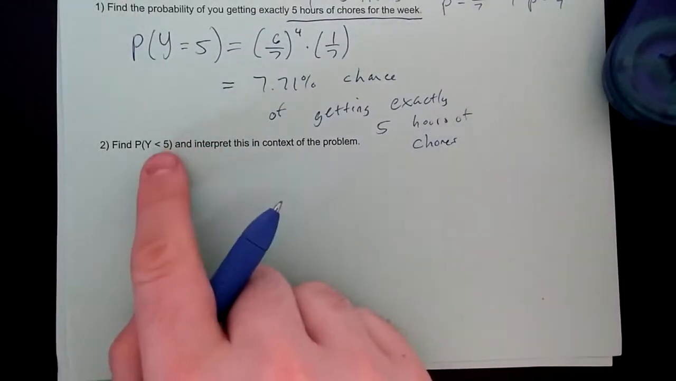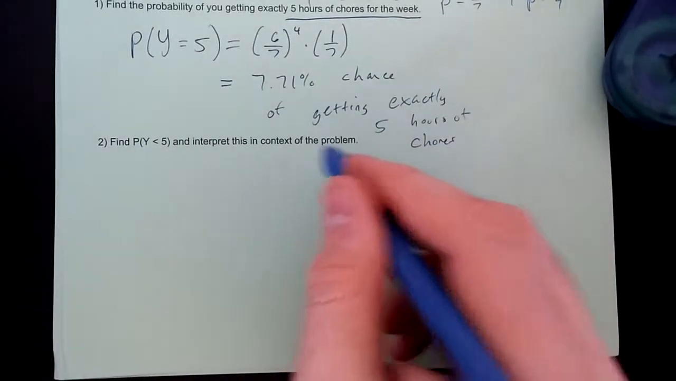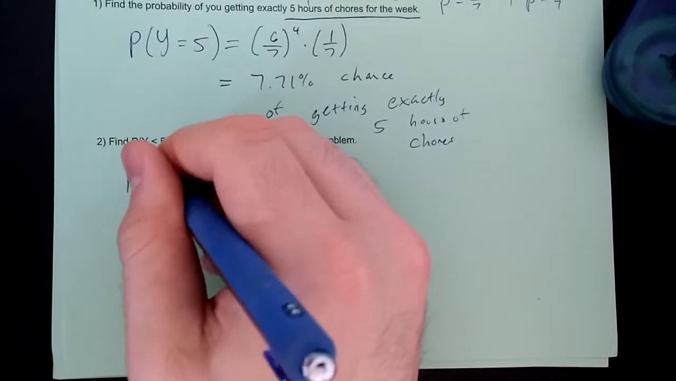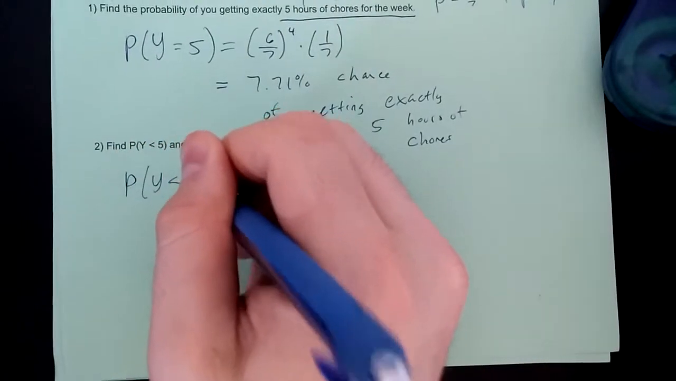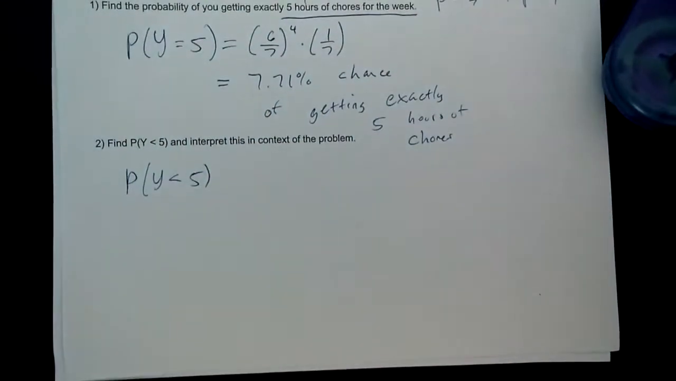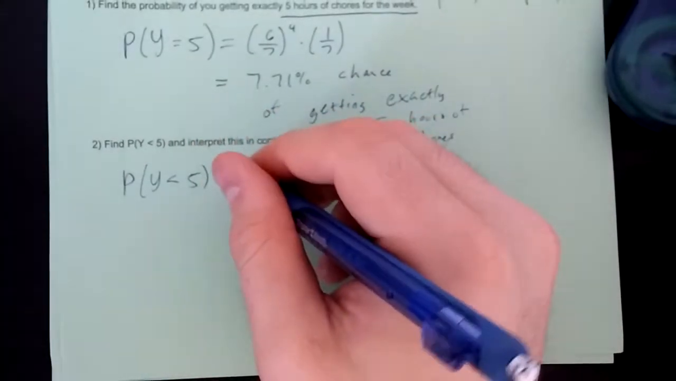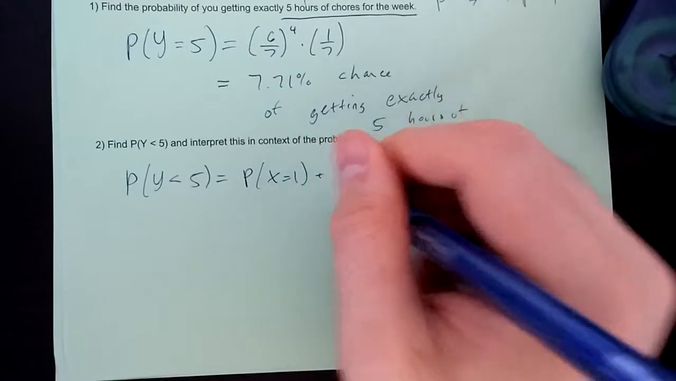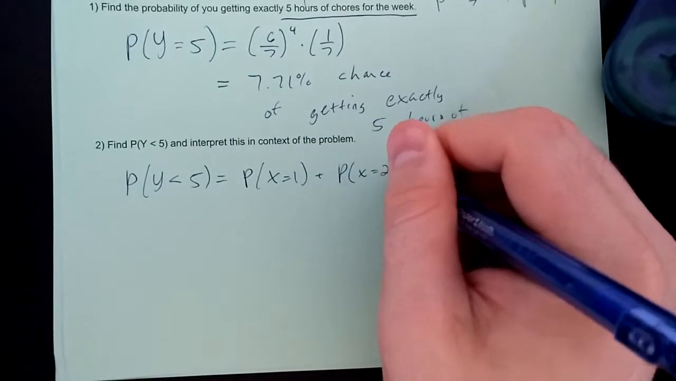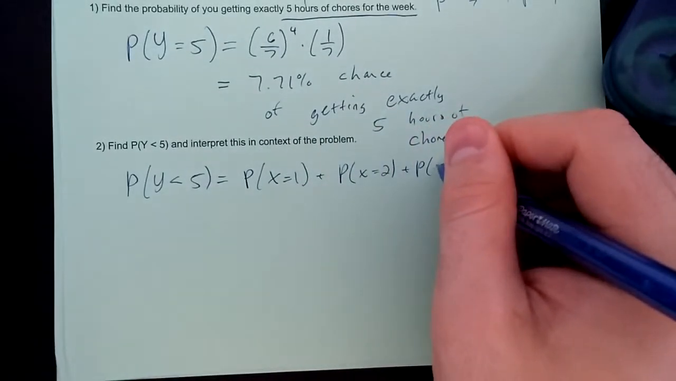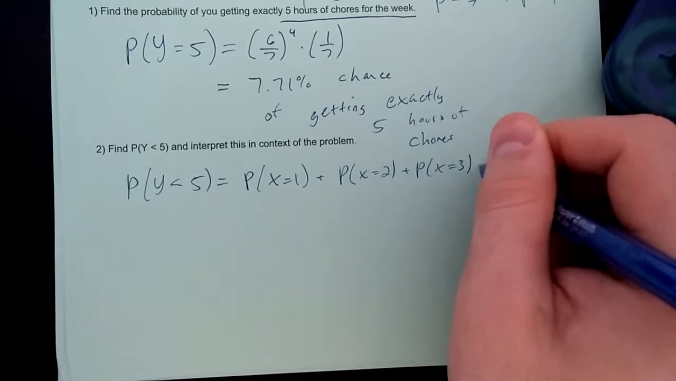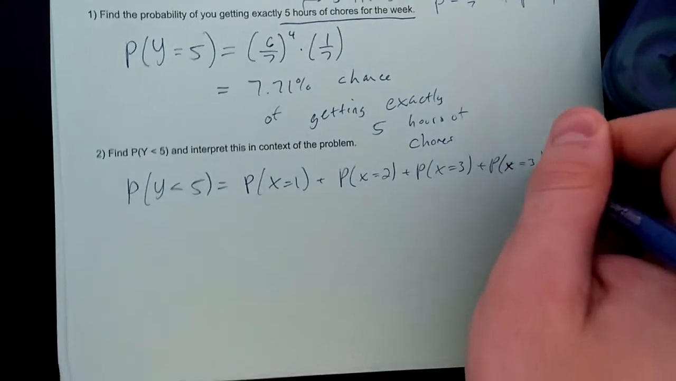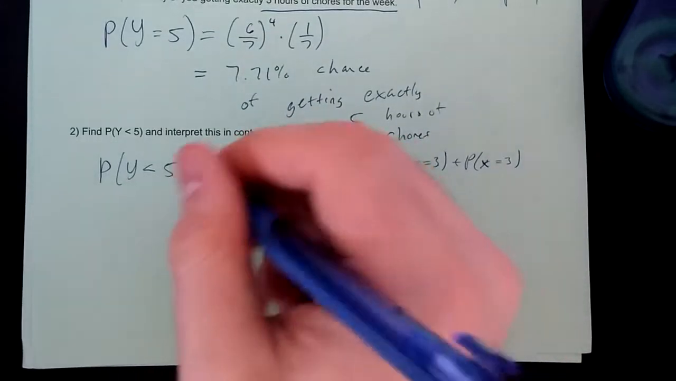What if we wanted to find the probability of Y less than 5? Interpret this in the context of the problem. So the probability of Y less than 5, there's a few different ways you can do this. You could do this way. Find all the probabilities that are actually less than 5. So that's 1, 2, 3, and 4. That's 4 terms you have to calculate, and that might be a little bit much.